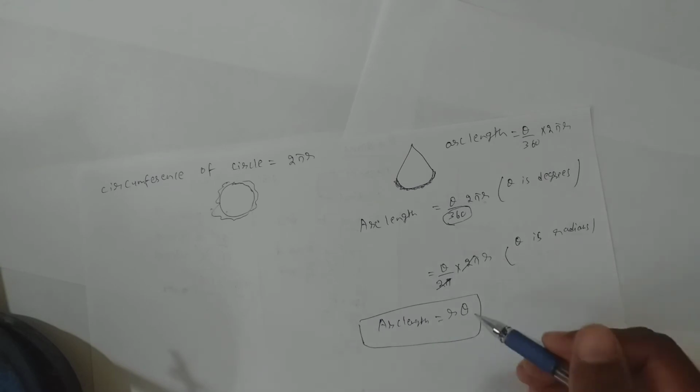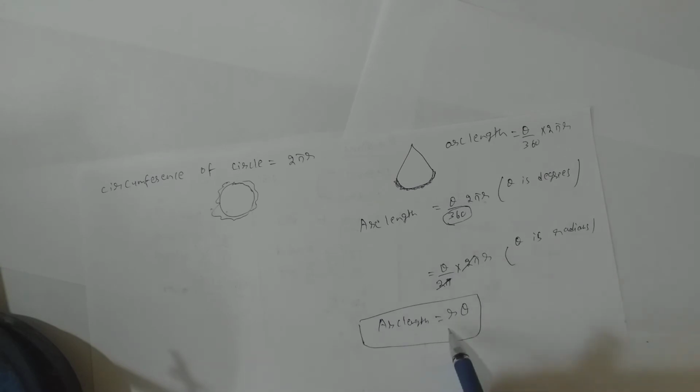Clear? I don't need to know how it has come, but I should know that the arc length formula is arc length equals r theta. Am I clear so far?